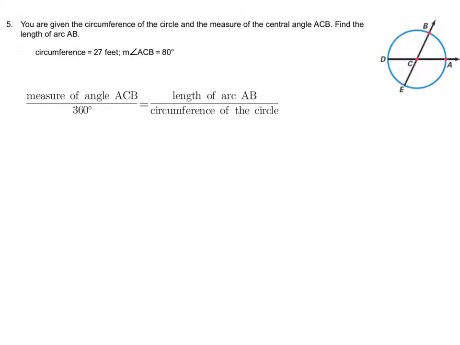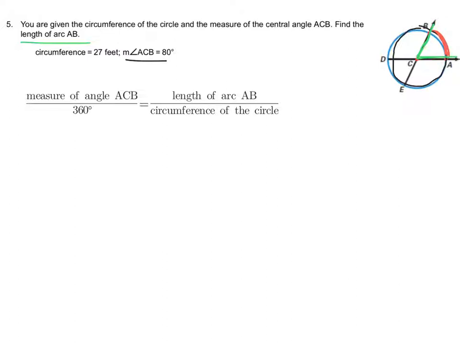If we look at the diagram, we're given the circumference of the circle, which is the distance around the circle, and that is the blue line of the circle. And then we're also given the central angle ACB. So that's represented by this angle here. And we're asked to find the length of arc AB. And the arc is right here, AB.